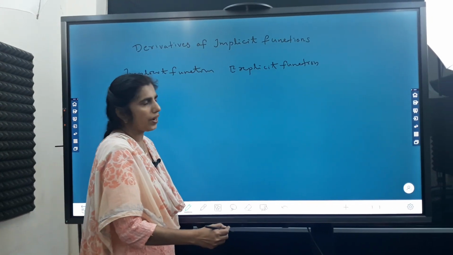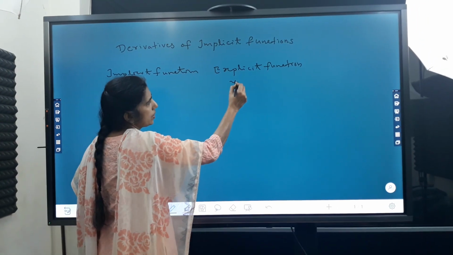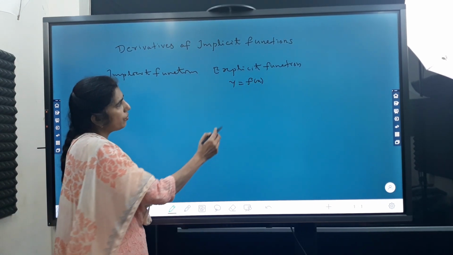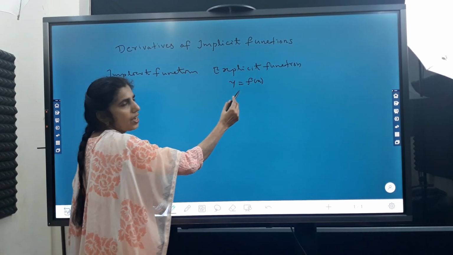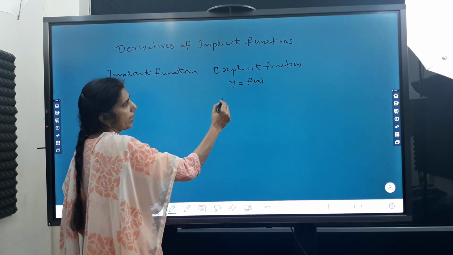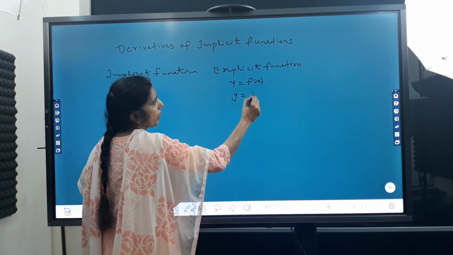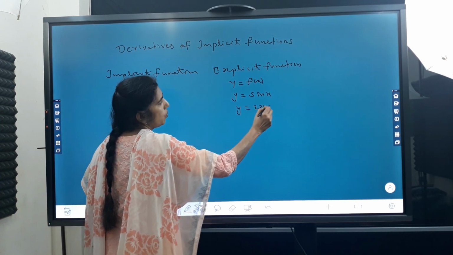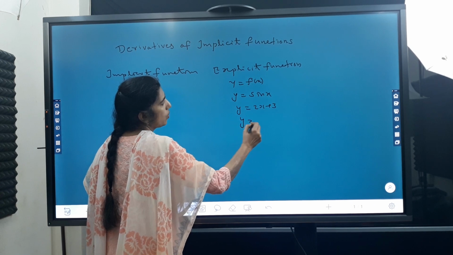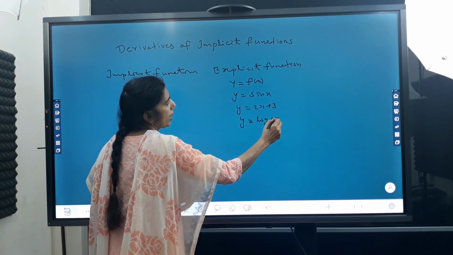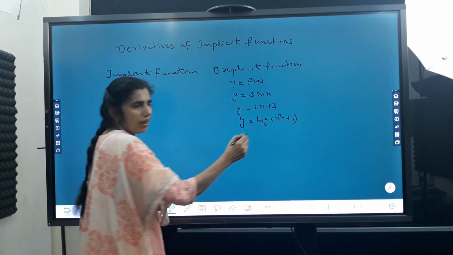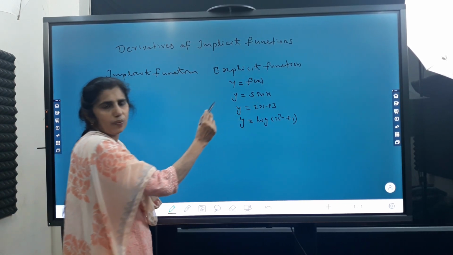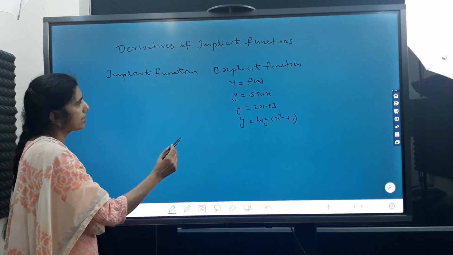In an explicit function, y is directly given as a function of x. So the form of an explicit function is y is equal to f of x. For example, y equal to sin x, y is equal to 2x plus 3, y is equal to log of x square plus 1, all these are explicit functions. So y is directly given as a function of x.